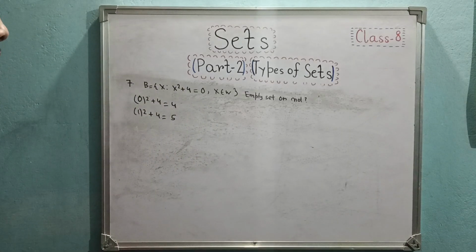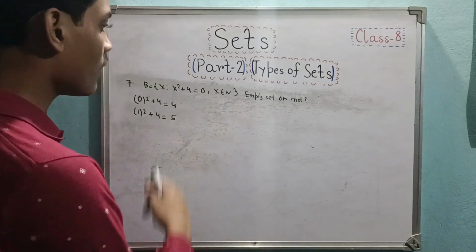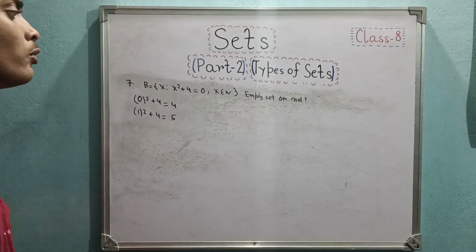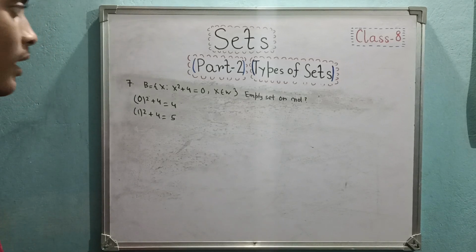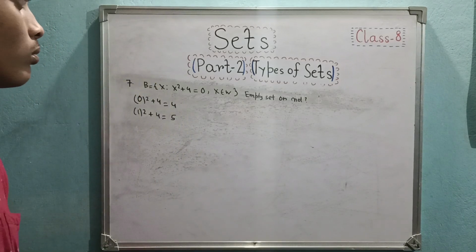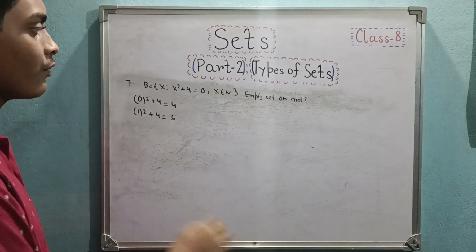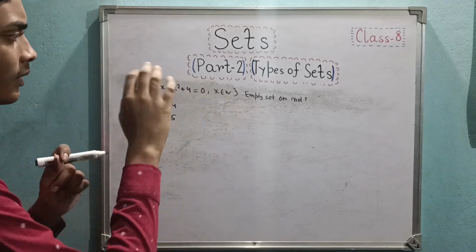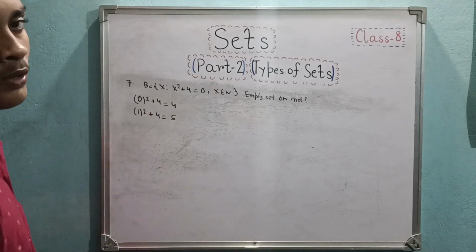If it was given to us as integers, then we could have got the answer, and it could have been a singleton set. How? The integer minus 2. No, actually then we couldn't have got the set either, because minus 2 square is 4, plus 4 is 8, so that is also not possible. So this is completely impossible. This is an empty set. No whole number square plus 4 is equal to 0.